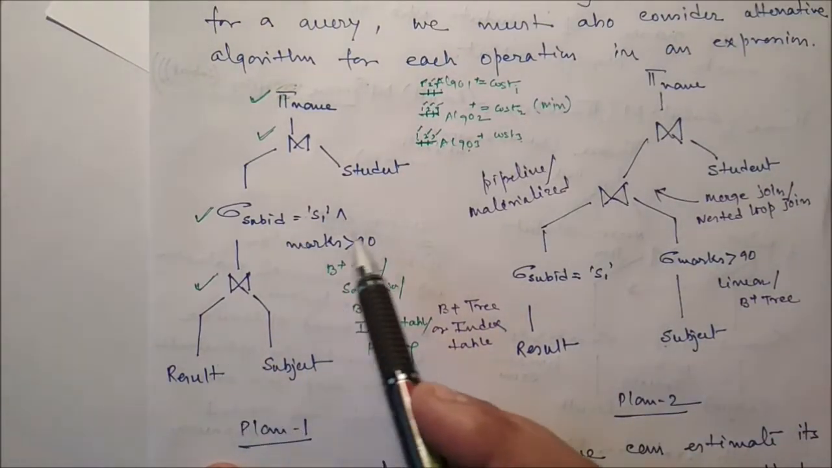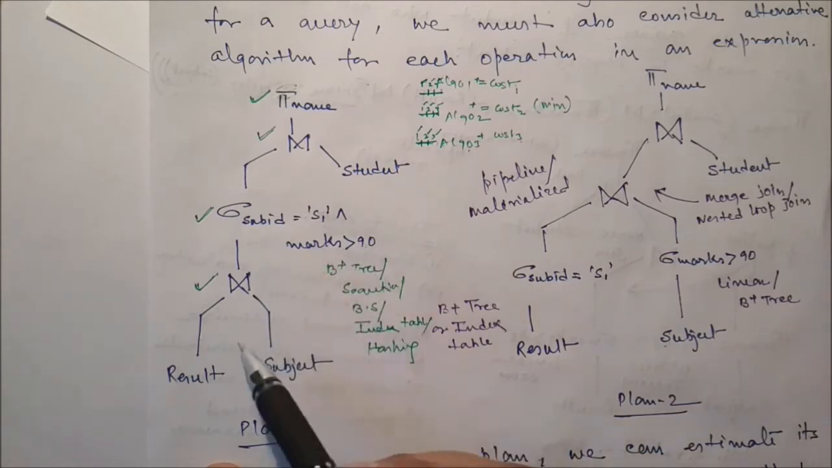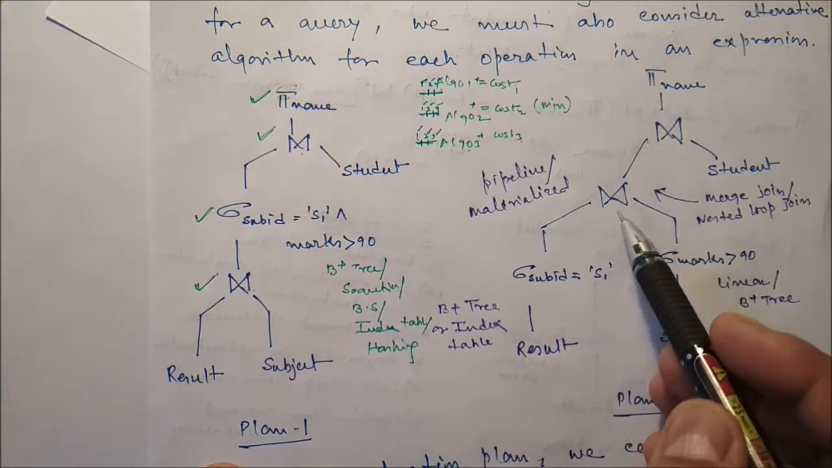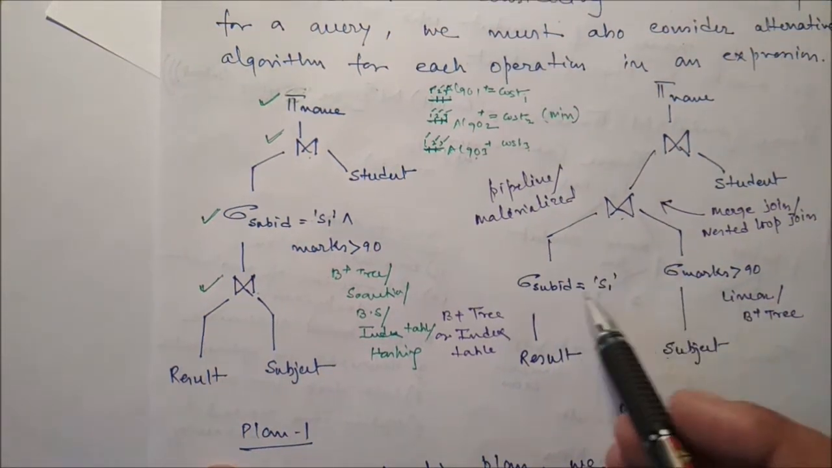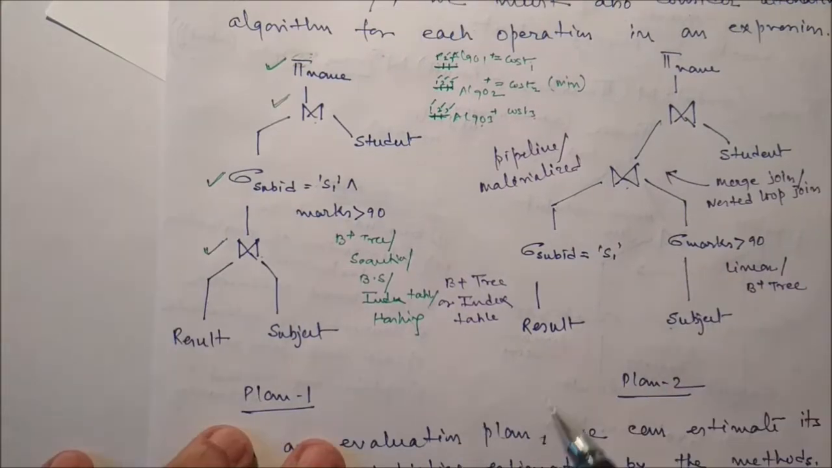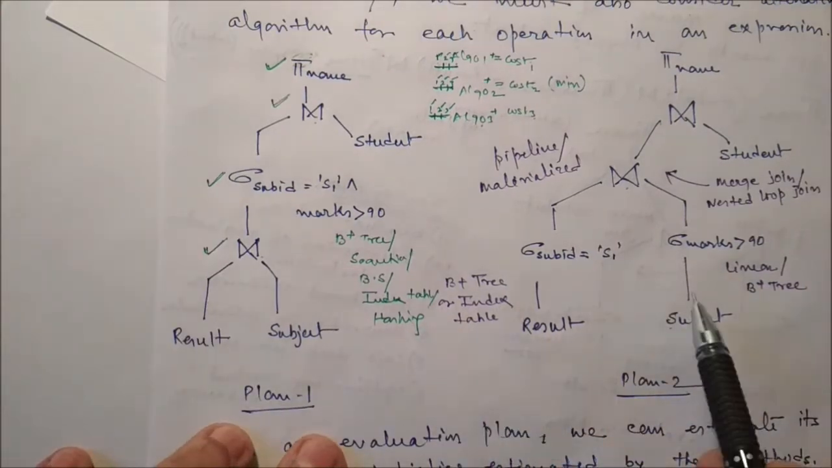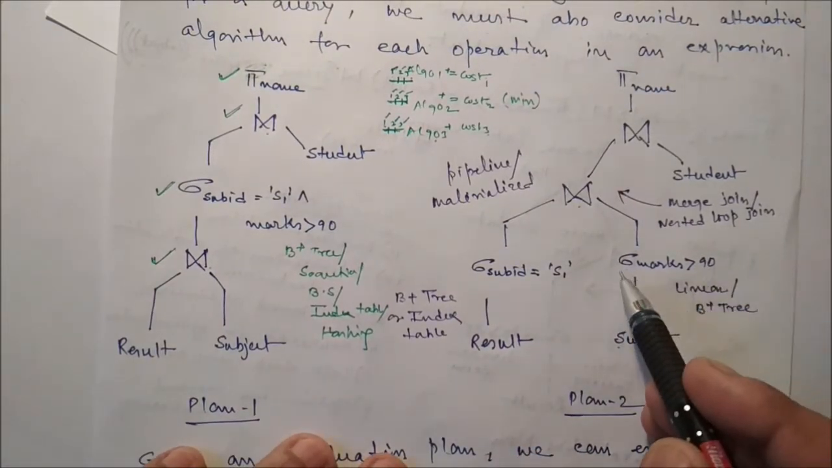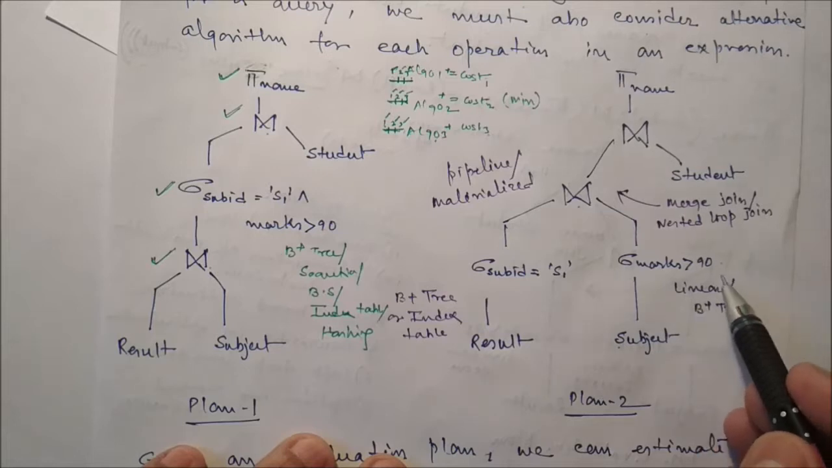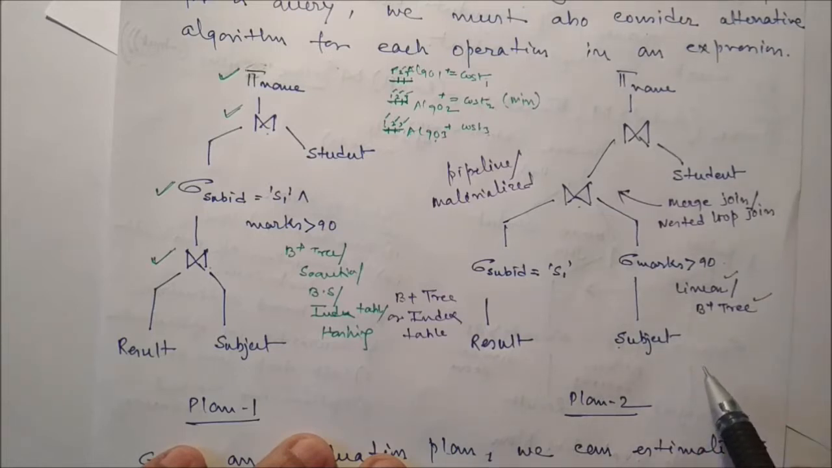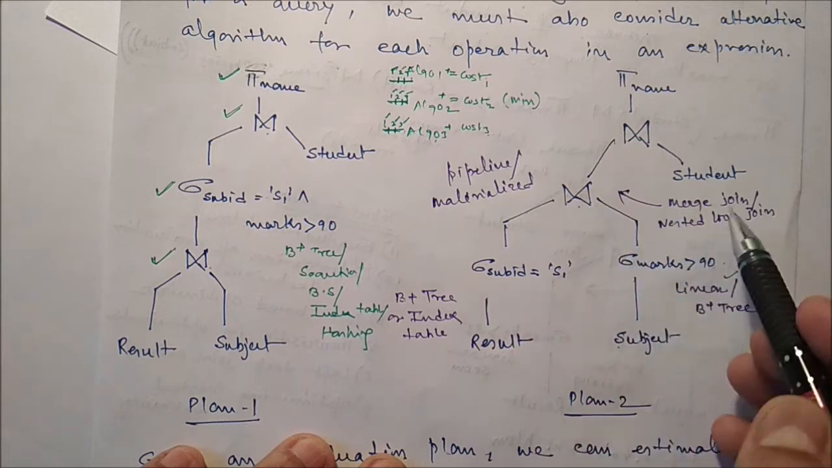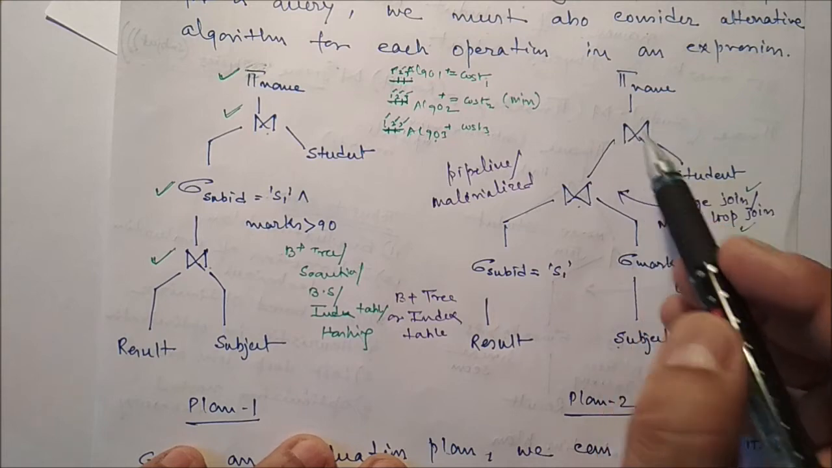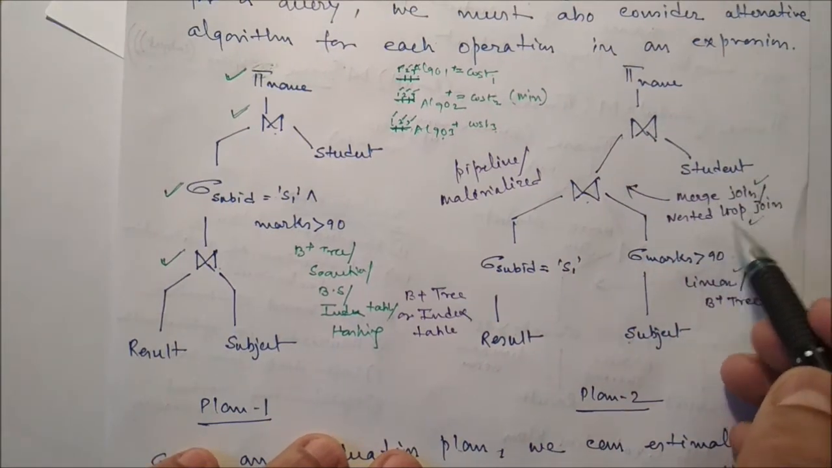Here, before applying the selection condition, one join is there, and after that there is another join. Now in this other plan, the selection condition is implemented before applying the join. Along with the alternative expression, alternative algorithms are also present. To identify marks greater than 90, we may use linear search or a B plus tree. To implement this join, we may use merge join or nested loop join. Here also, to implement this join, we may use merge join, nested loop join, or hash join.